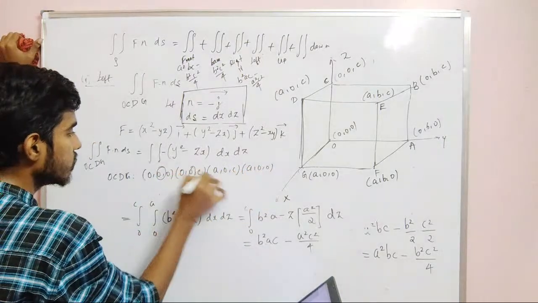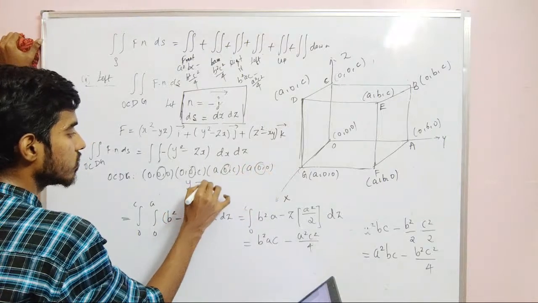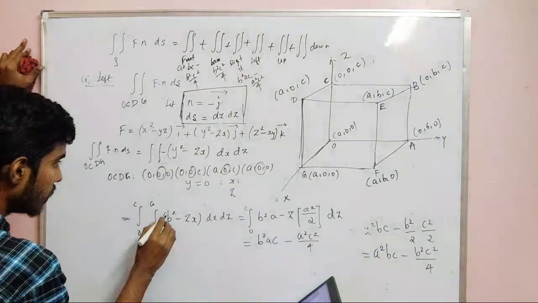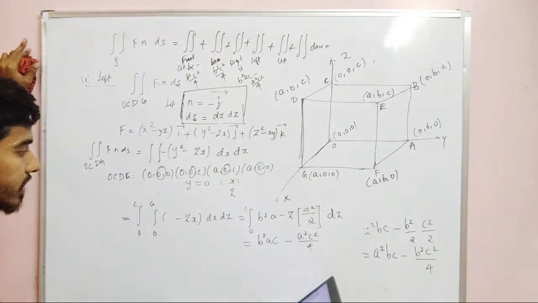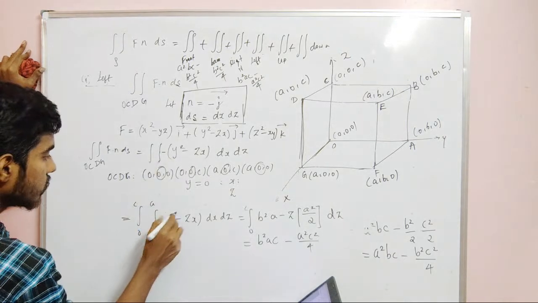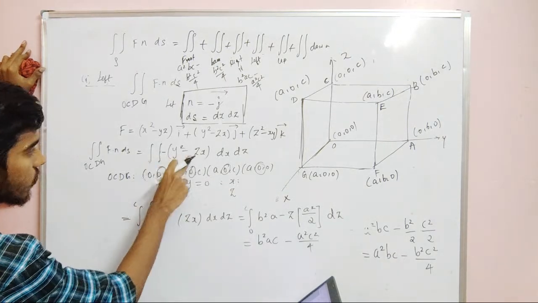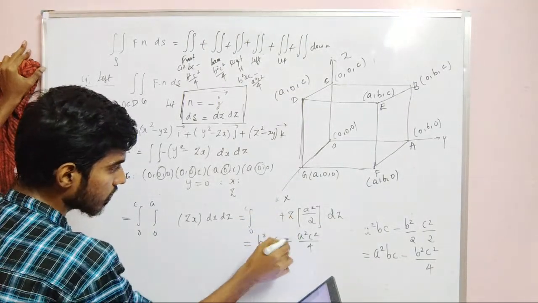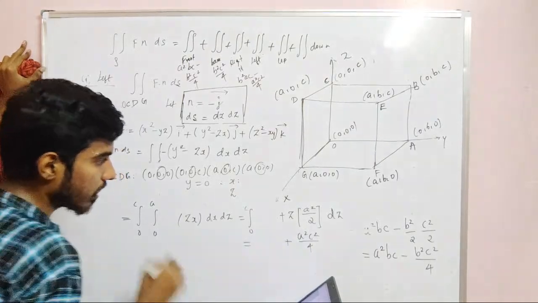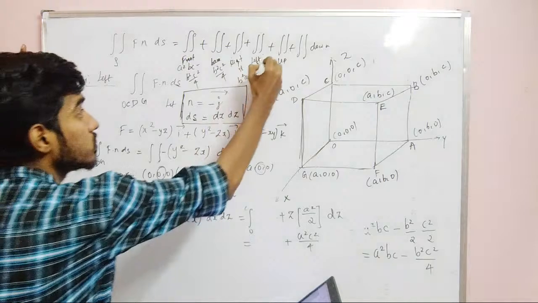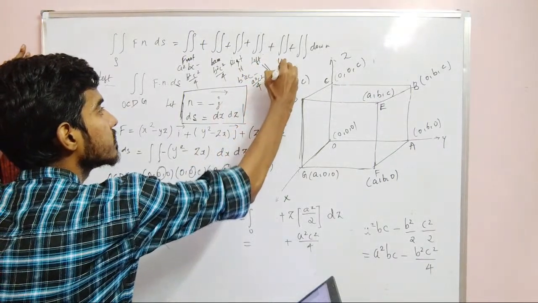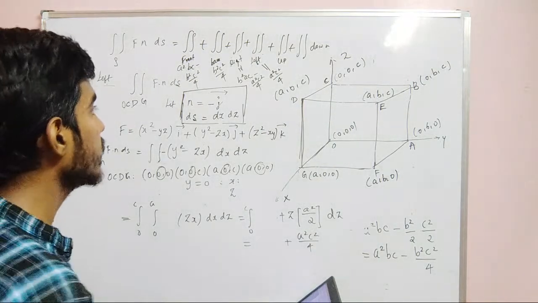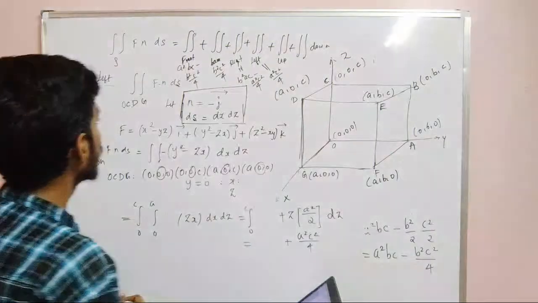You can see y is equal to 0. X and z are varying. So we will have only minus zx, because our y is 0, and this will be plus, because we have minus of minus. So when I integrate this, we will have only this term, there will be no other term. So we will have a square c square by 4. So this value is a square c square by 4. Now we need to find up and we need to find down. So we will find up.